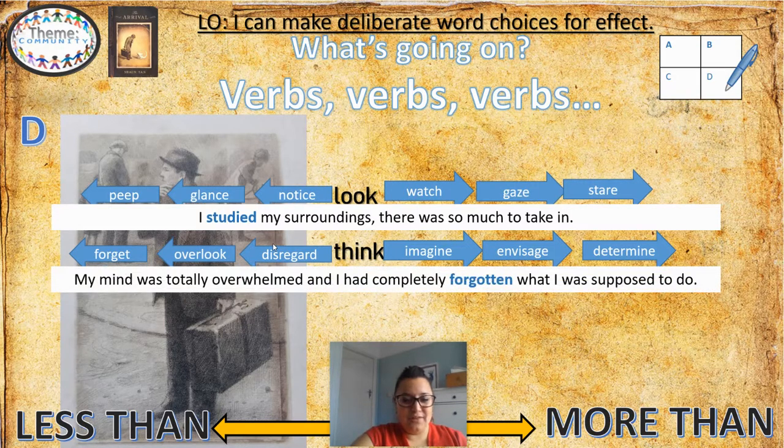Let's see what we've got. My mind was totally overwhelmed and I had completely forgotten what I was supposed to do. What else could we have had? I determined the best direction to go by watching the passers-by. I overlooked the fact that I wouldn't be able to read the street signs. I hadn't thought about it. I imagined it might take me quite a while to get to my hotel.